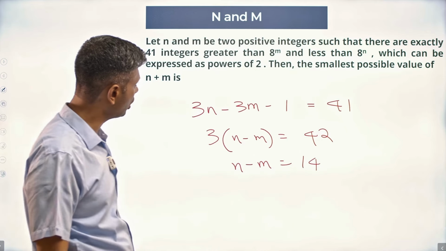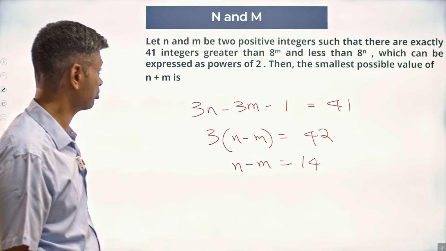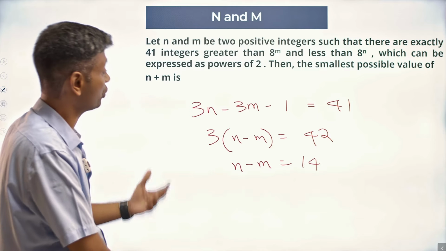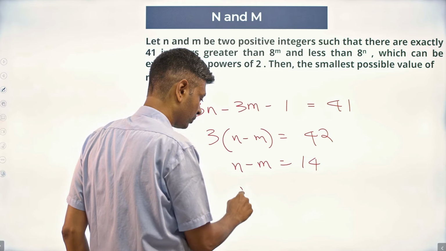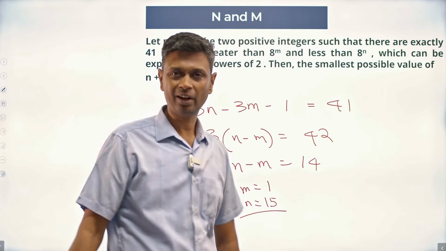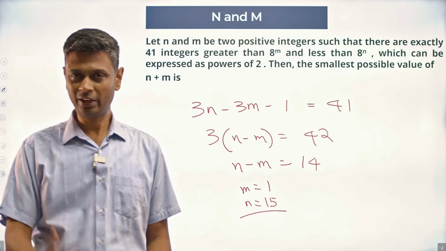What are the smallest values of m plus n? n minus m is 14. All we need is for m and n to be 2 positive integers. So m could be 1. m is 1, in which case n is 15. 1 plus 15, 16. Done. Once we find the difference, plugging it in is far simpler.